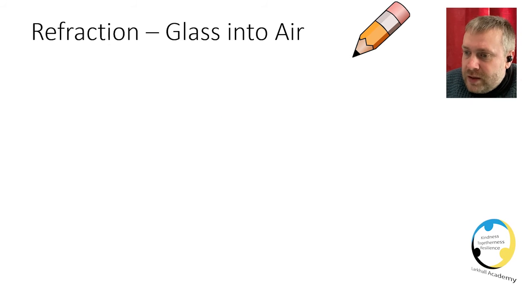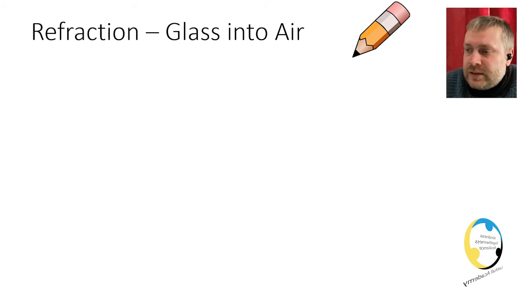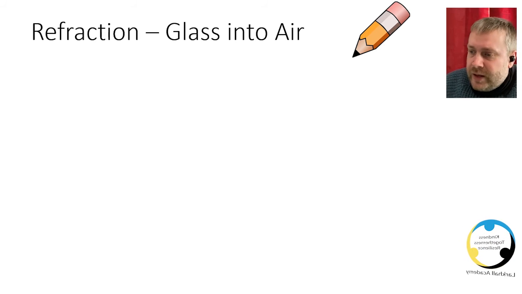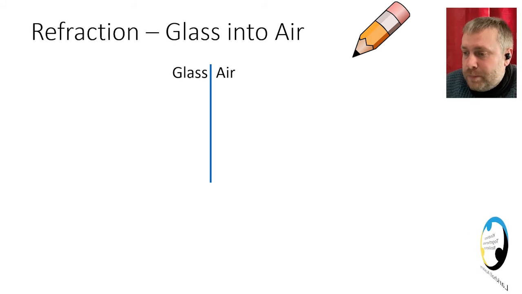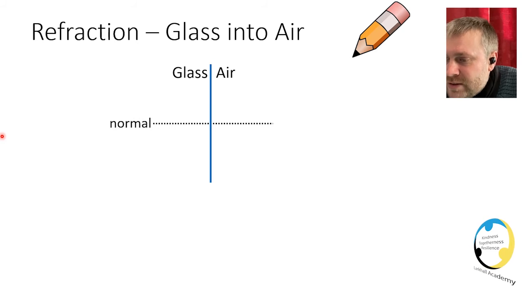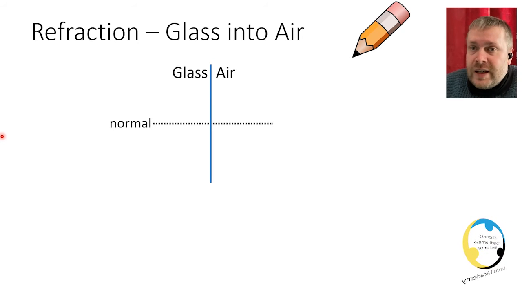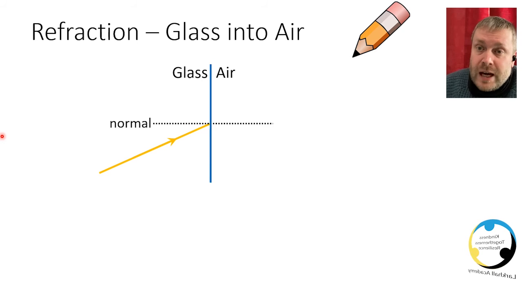So if we move on to glass into air. So this is moving from glass into air. I'm going to get you to copy this down again. Again, the diagram is vitally important to this. So we've got our glass air boundary. This is the other way around now. So we've got glass on this side, we've got air on that side there. We have our normal. Again, can't do a ray diagram without a normal because you can't explain what's happening.